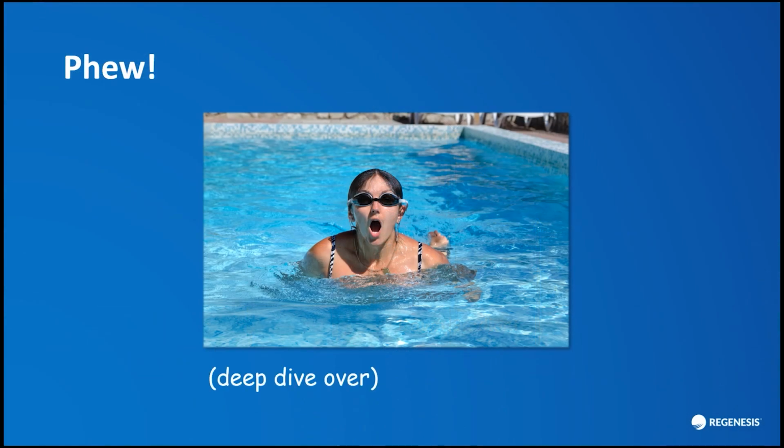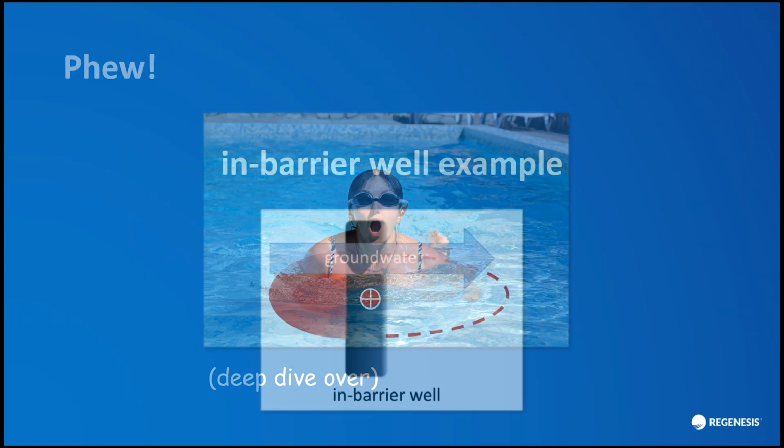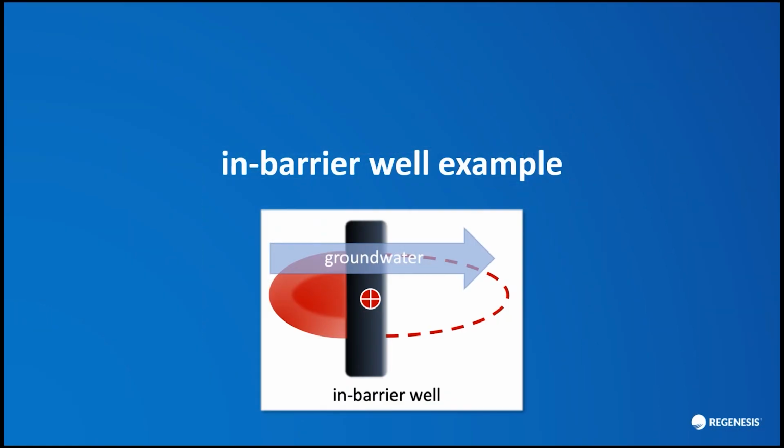We've looked at the principles for those who like to know the details, but now we'll take a look at what it actually means in practice on a regular project. So let's take an example of a well that's in a barrier. Let's see what patterns and trends we might expect from groundwater taken from wells that are within a barrier, and then we'll take a look at down gradient examples. But first, an in-barrier example.